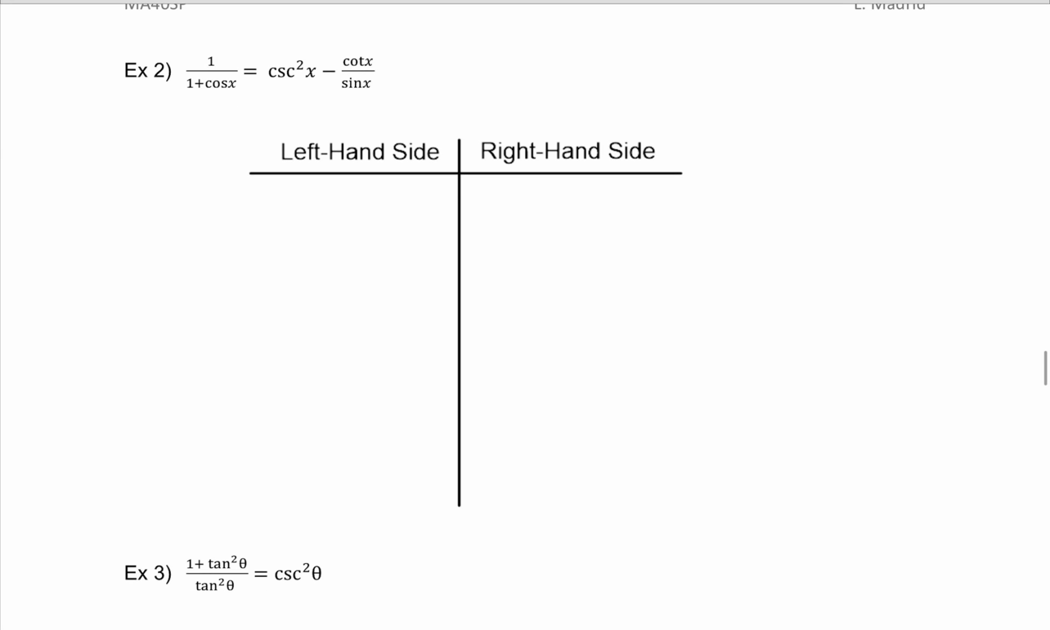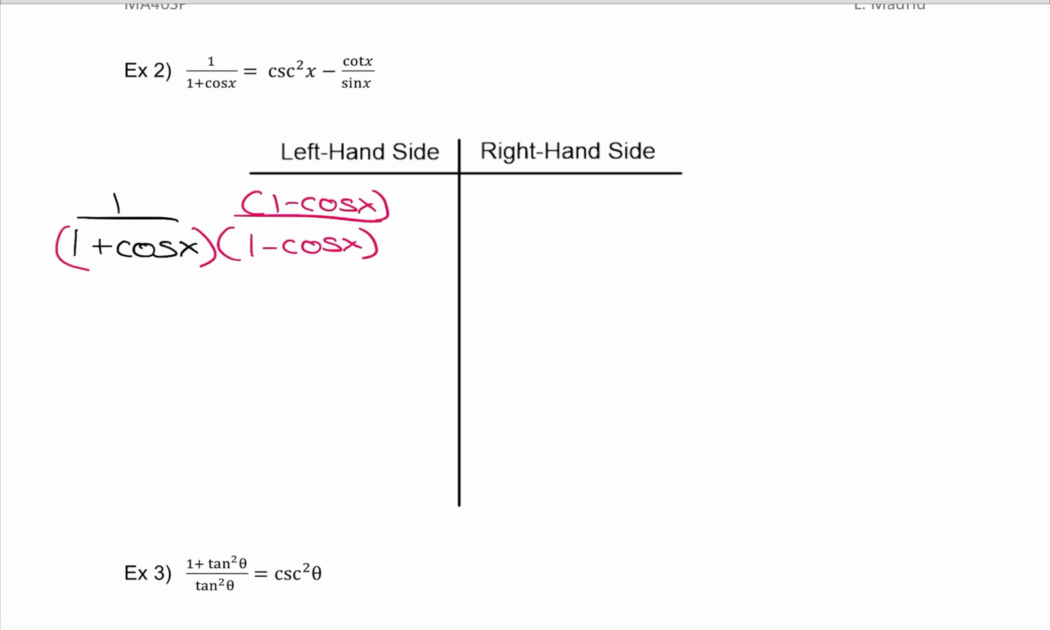And again, this looks very familiar to the last one where I don't have a squared on this side. So the only way I'll be able to introduce a square is by multiplying by the conjugate. So I'm going to multiply the top and bottom by 1 minus cos of x. So the top is just going to be 1 minus cos of x. The bottom, if you simplify it, is going to end up being 1 minus cos squared x.